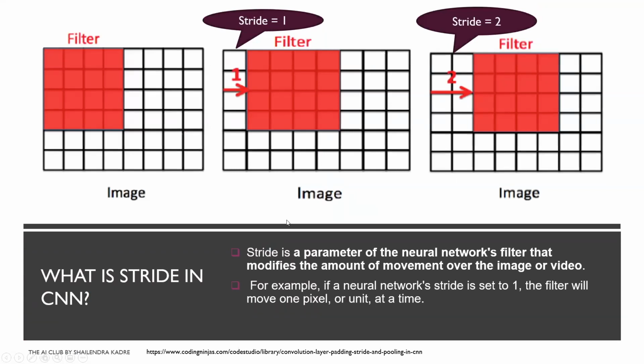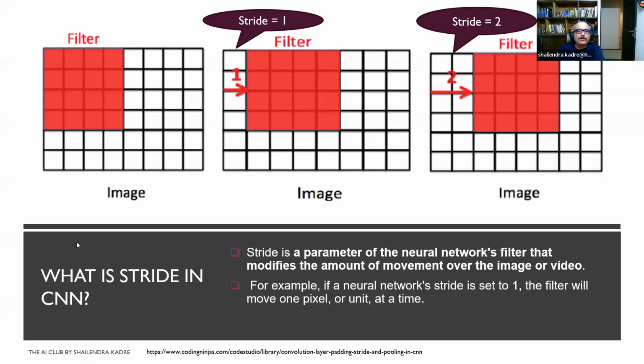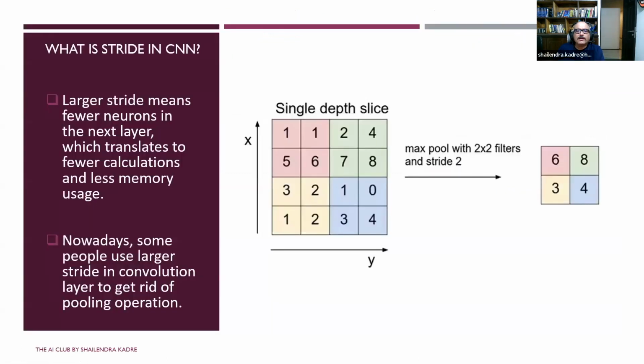Now, here I have shown a simple red filter, a 4x4 filter on an 8x8 image. Stride equal to 1 is shown and stride equal to 2 is also shown, just to make it more explicit so you understand what is a stride of 1 and what is a stride of 2. It's very simple. There is no brainer in that.